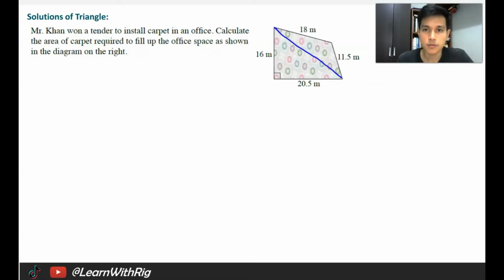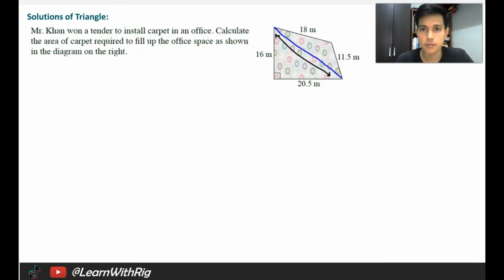Are you going to use the first formula or the second formula? In this case, you can use either one. If you can find the angle, you can use the first formula. If you can find the length of this line, then you can use Heron's formula. It depends which one you prefer. In my case, I would use Heron's, because I can easily find this length.